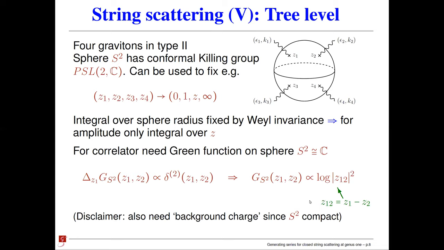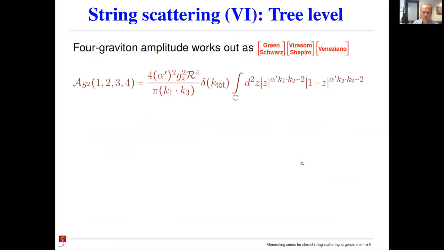And since the sphere is a compact space, actually you have to be a bit more careful. I will come back to that in a moment when I talk about one-loop effects, but for the moment, let's just imagine what you need is that the Green function is the logarithm of the distance. Okay, so then that means that this Koba-Nielsen factor, which is e to the Green function, will give you the distance raised to some powers, and these powers are determined by the Mandelstam variables. So this comes from the possible different contractions.